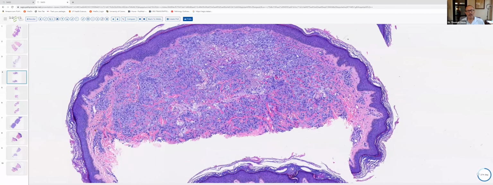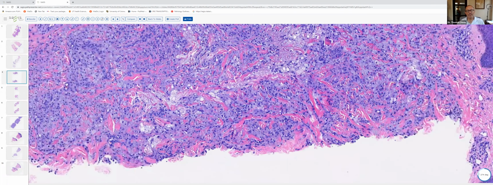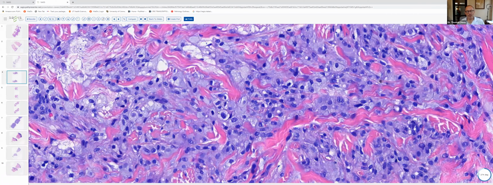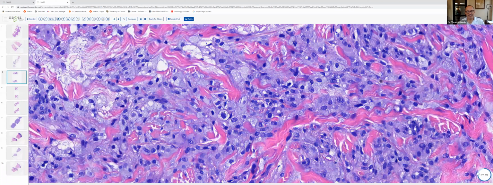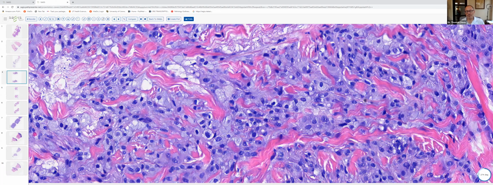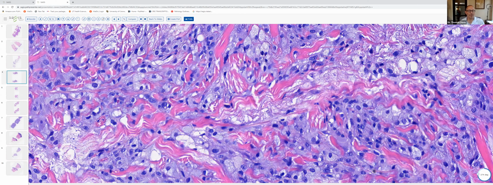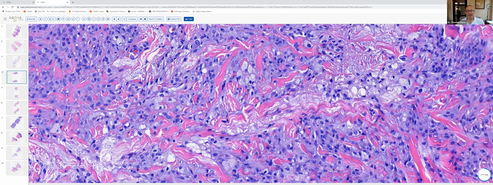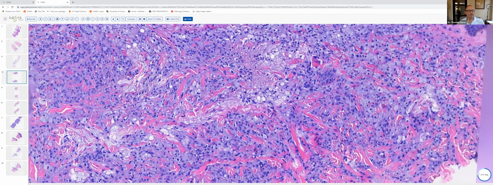And as we move to higher power, we can see that the infiltrate is composed of large numbers of lipid-laden histiocytes. Now, we refer to lipid-laden histiocytes as foam cells or xanthoma cells, and you can see these foam cells or xanthoma cells dominate the infiltrate. So by definition, we've got a xanthoma here.